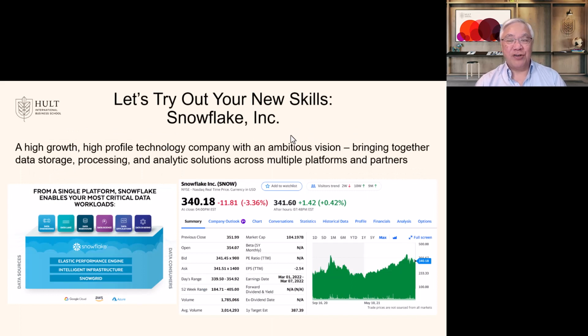We could try out some of our new skills on a real company called Snowflake, a high-growth, high-profile tech company with an ambitious vision bringing together data storage, processing, and analytics solutions across multiple platforms and partners. I know that sounds like a lot of tech speak, but it is quite an ambitious company that's trying to pull together many elements in technology. On the left, we see a chart that shows their business model of how they plan to bring together different sources of data and uses of data. On the right, we see Snowflake and their trading price of $340. That is the market value of the stock.